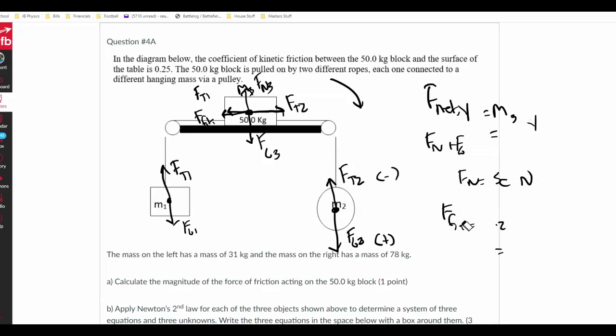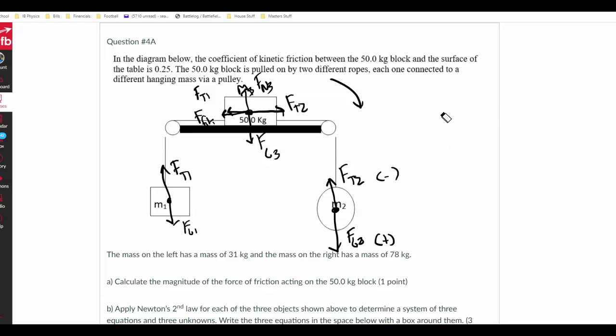Okay, so that is 125 newtons. Keep that in mind for a second. So I'm going to write down 3 different equations, and they all come from Newton's second law. I'm going to start with mass 2, the one on the right. For mass 2, I have F net y equals m2ay. That is 78 in this problem, times ay.